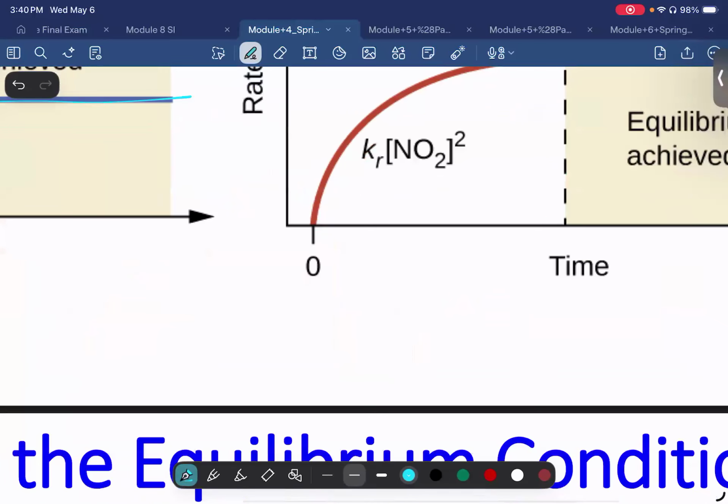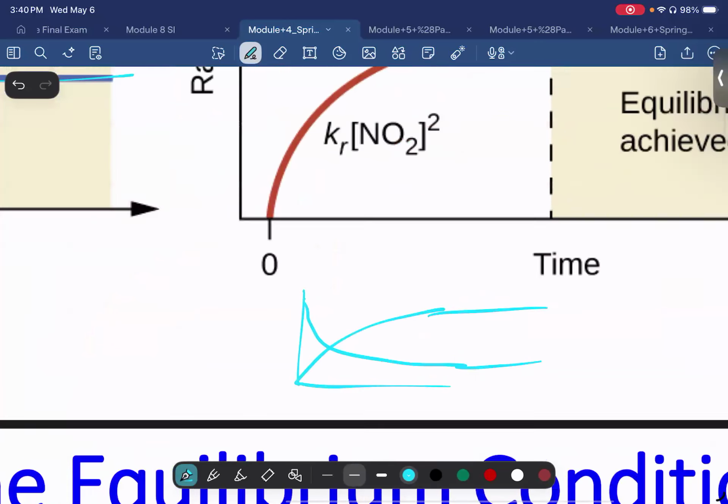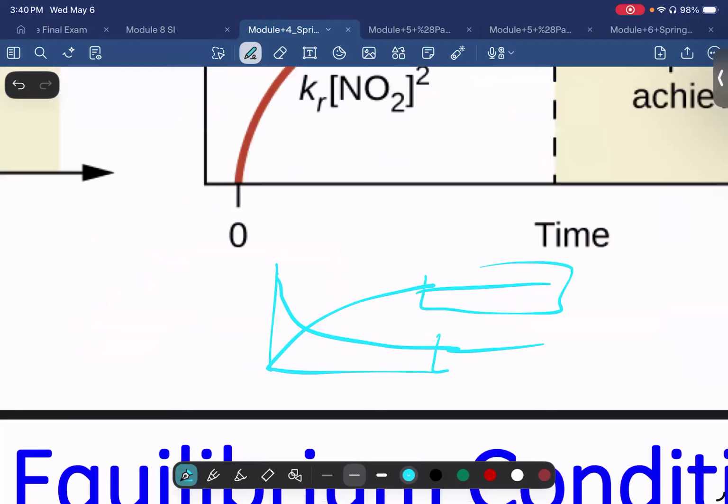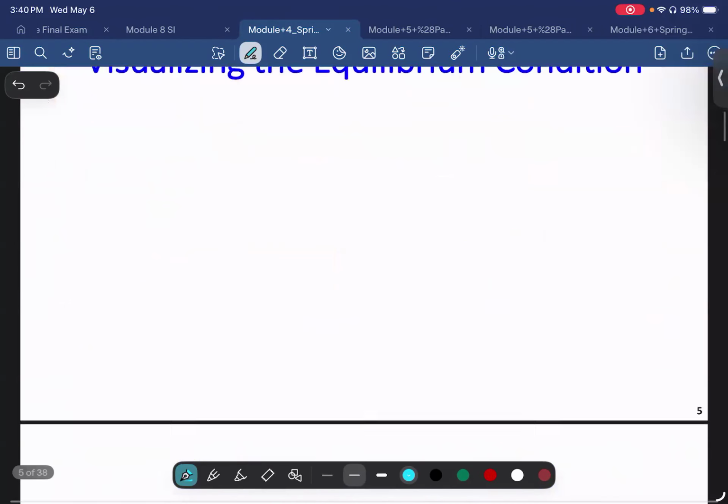So on your exam, you could literally just draw out something like this and you'll understand it, right? This is one of them and this is the other one. So if you know that the products and reactants are constant, then the other one has to be that the rates are equal, if you think like that as well. Okay?